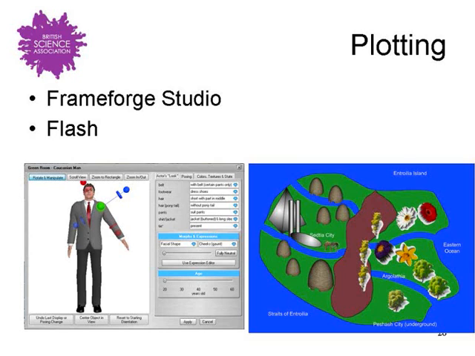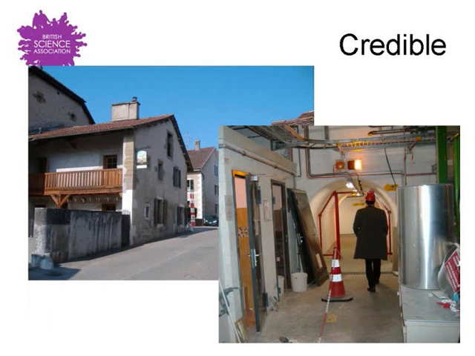I also use Flash, which is a standard piece of software that people use to produce animation on the internet, and I use it for quickly sketching out. So this is a sketch of a place called Entroilia, which is featured in the story. It has to be credible. My descriptions of the place have to be credible.